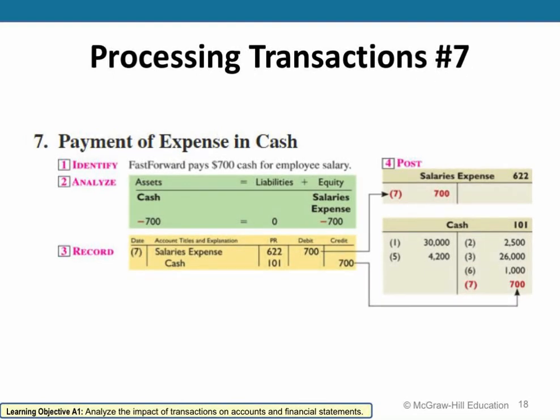Now, if we paid salary expenses in cash, again, salary expenses similar to what we saw with the rent expense, it's going to be posted to the left as a debit, which is going to be decreasing what's available for equity. And we're paying cash for that amount, so cash is going to be our credit, and it's going to be decreasing that by $700.